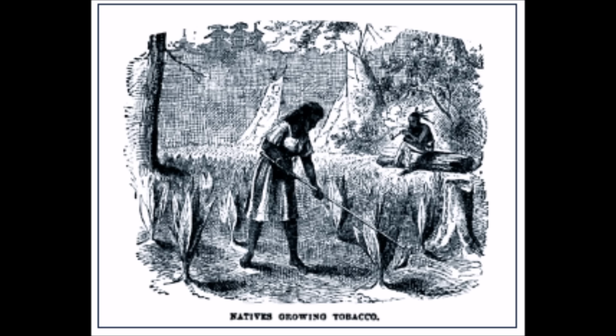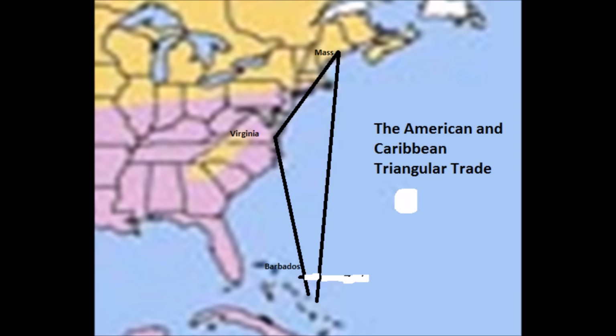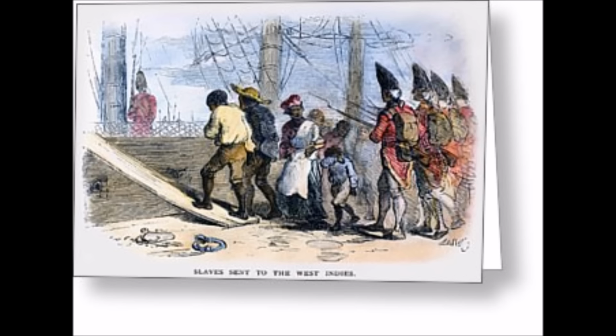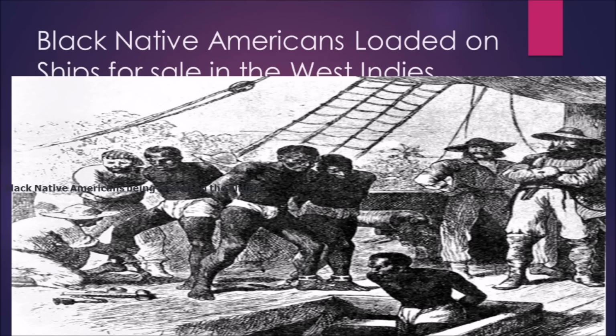The original triangular trade did not involve Africa. In the first leg of this trade, New England slavers would go to the West Indies and buy sugar. They would take the sugar back to New England and make it into rum. After making the rum, New England slavers would sail to Virginia and buy Native American slaves and take the slaves and rum to the West Indies and start the trade over again.